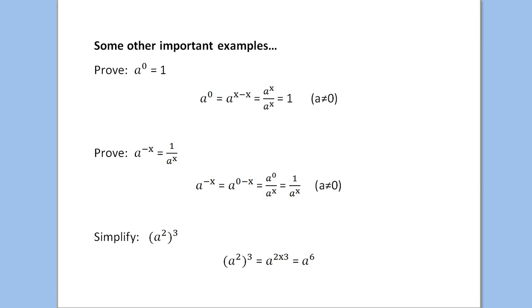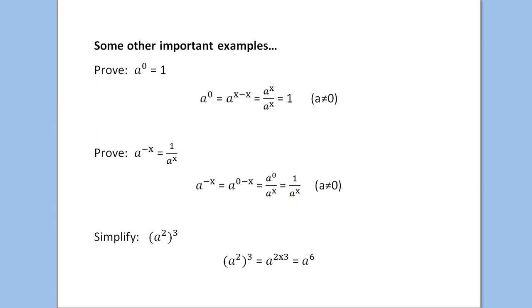So a to the minus x, we can rewrite that as a to the 0 minus x. And we can rewrite that as a to the 0 divided by a to the x. And as we just proved, a to the 0 is 1. So that's equal to 1 over a to the x. Again, a is not allowed to be 0, because that would involve division by 0, and that's not allowed.